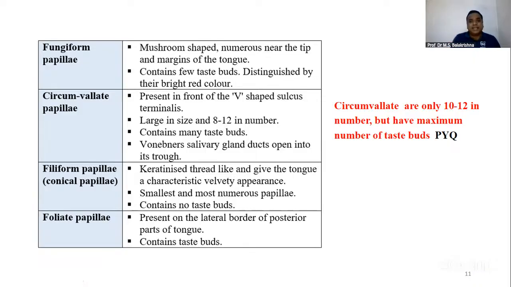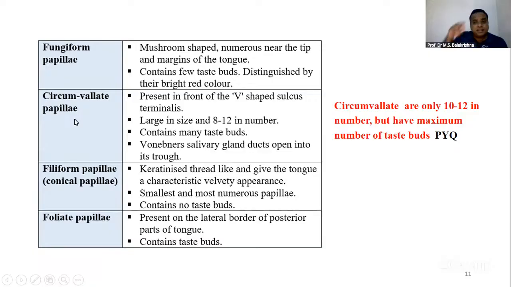So based on the size, the biggest size is circumvallate papillae. Then comes your fungiform, and the last one, the smallest one is filiform papillae. The fungiform papillae is mushroom shaped, right? And then it is appreciated by bright red color. It can be distinguished by bright red color, and it is basically near the tip and the margins of the tongue. The tip and the margins.